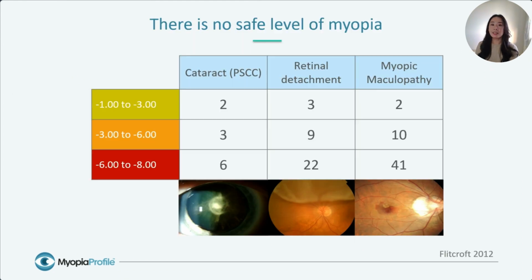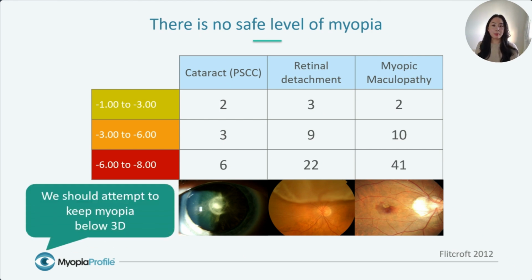Now, why is it considered the standard of care? One key reason is that there is no level of myopia that is considered safe. Even at relatively low levels, the risk of sight-threatening eye conditions is increased. This data shows that keeping myopia below -3 diopters significantly reduces the lifetime risk of these conditions.